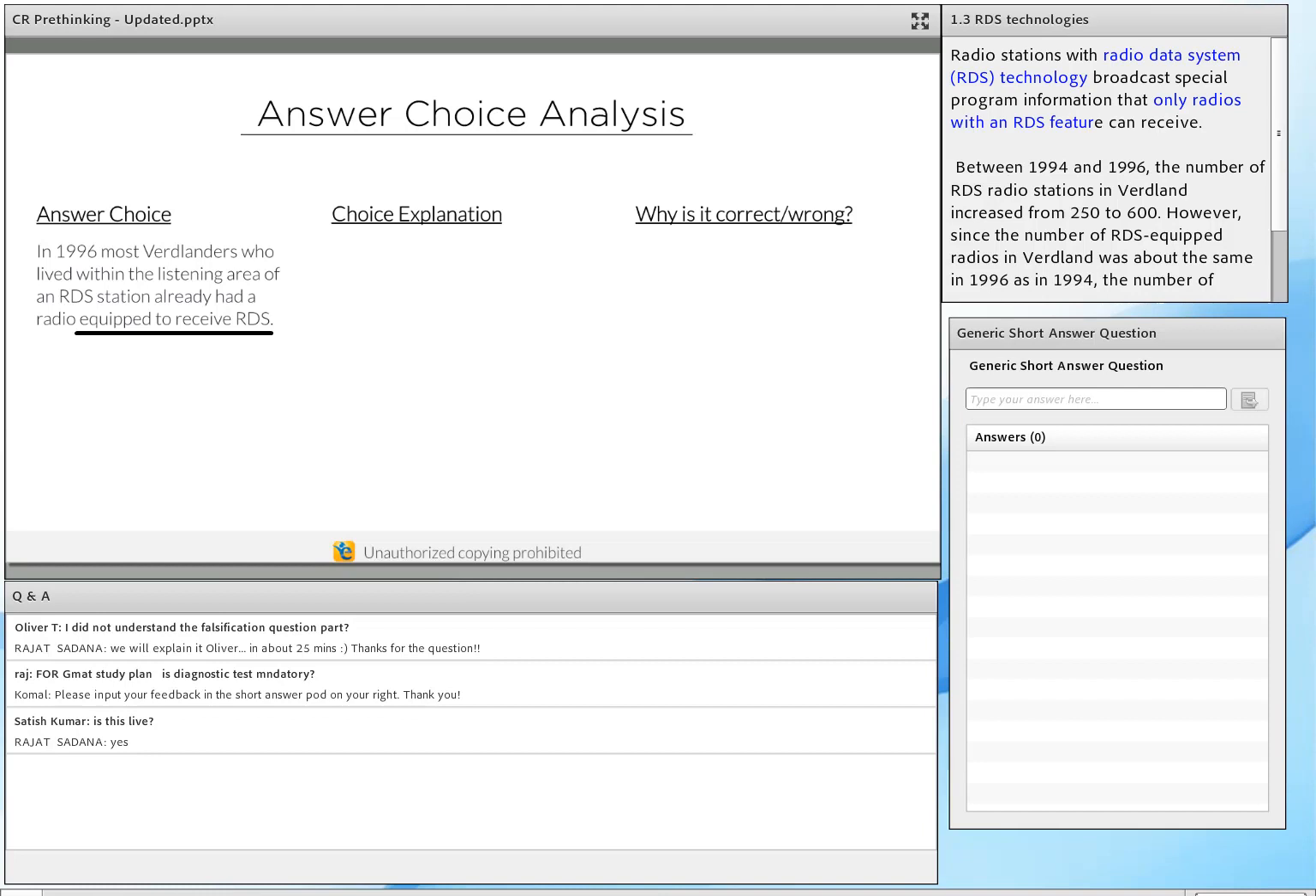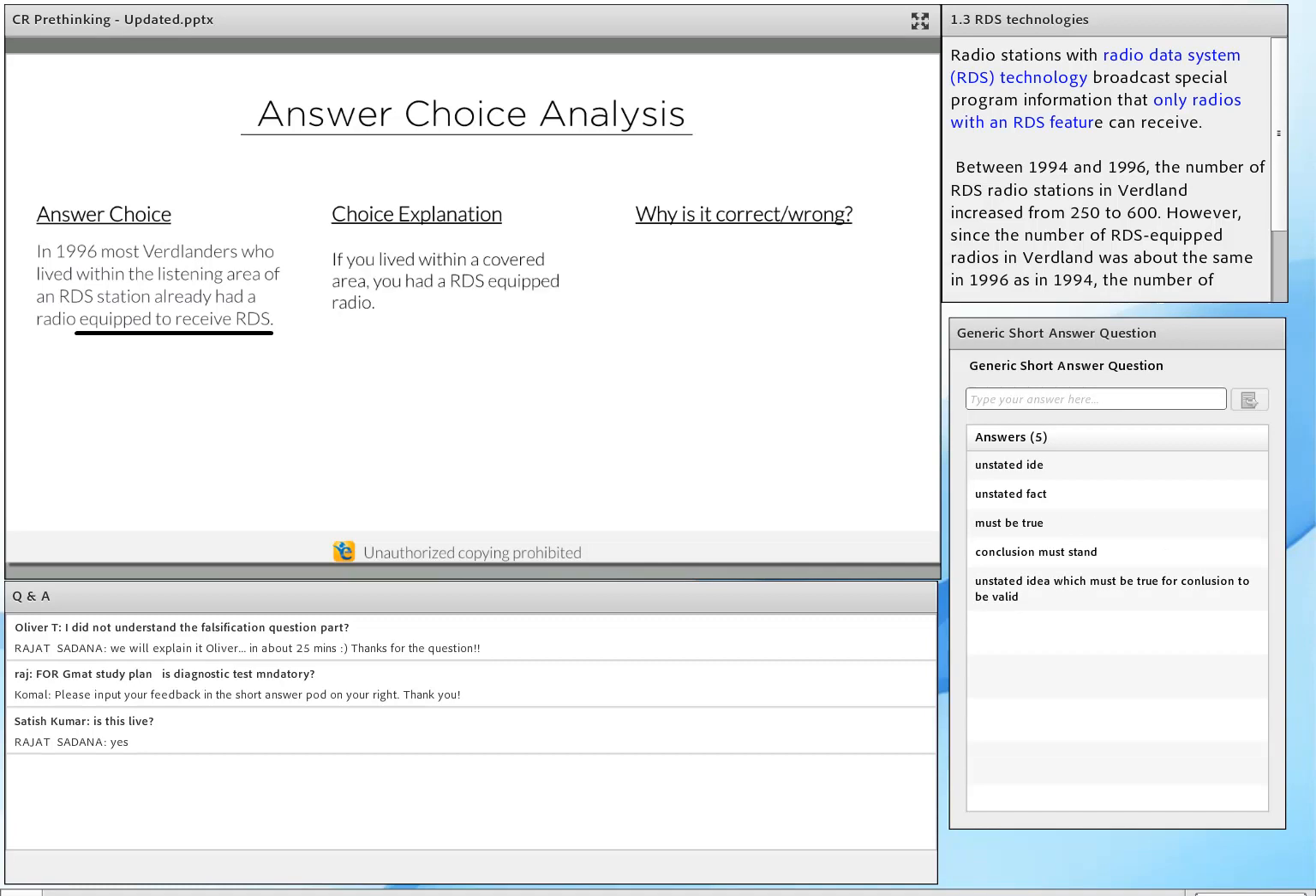What's the definition of an assumption? An unstated idea that must be true for the conclusion to hold valid, right? So let's understand what choice B is saying at a very high level. It's saying that if you lived within a covered area, you had the right kind of radio. When you say most, I'm taking most to an extreme, and I'm saying 100%.